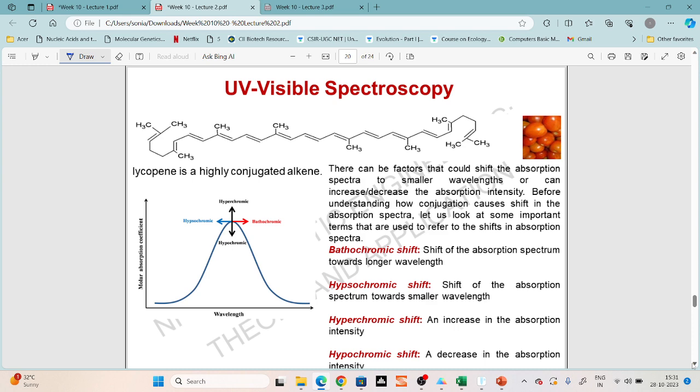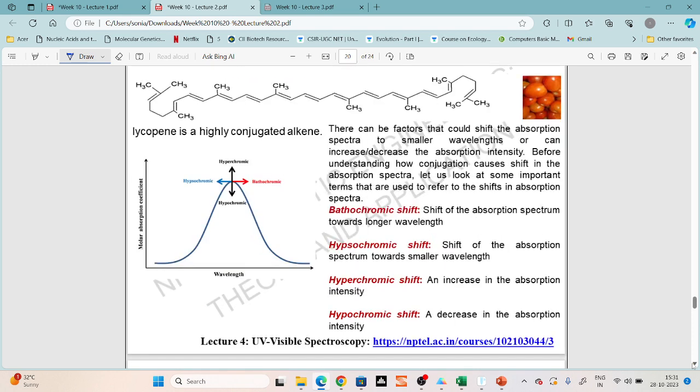Now, there are certain terms. I'll just give you 1 minute. You can just go through these terms and then one by one we'll try to understand. Just go through what is isochromic, hyperchromic. One minute, just read it out.